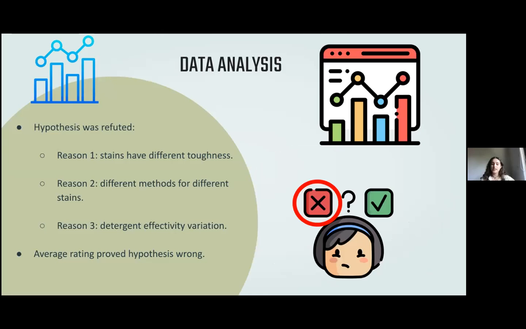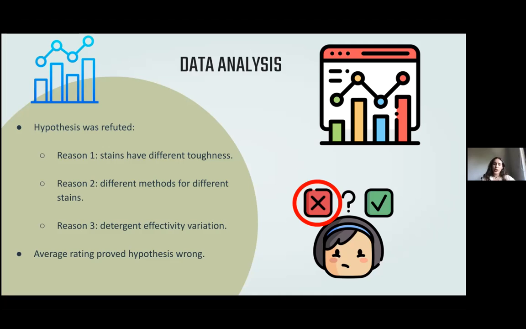As for the data analysis, the whole hypothesis was proven wrong after conducting the experiment for 3 reasons. First one being that the stains had different toughness, because the stain that vanished the most was the red wine stain and not the mud stain as originally stated in the hypothesis. Reason number 2 was that different methods were used for different stains, and the brushing method was not superior, as the test that got the highest ratings was the soaking and washing method, thoroughly discarding the logic behind the hypothesis.